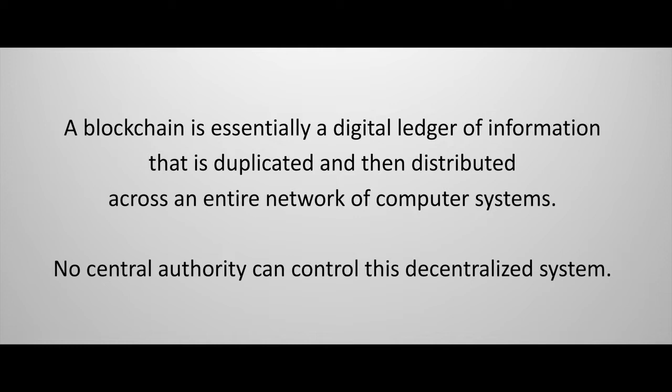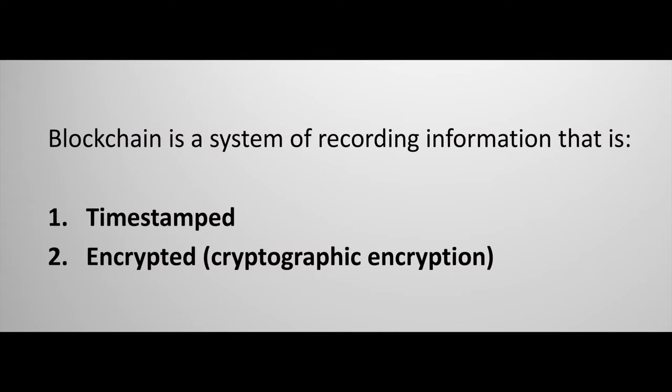No central authority can control this decentralized system. And the blockchain is a system of recording that does two things. One, it takes the information and timestamps it. And number two, it takes the information and encrypts it. It is cryptographically encrypted, and that's how we got the term crypto when we refer to things on the blockchain, such as Bitcoin. So how does this work? The information is taken, encrypted, and put into a block.